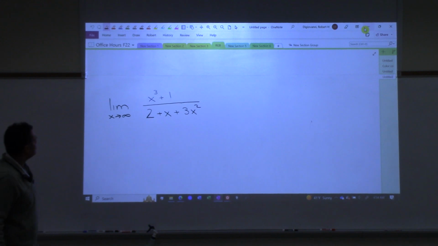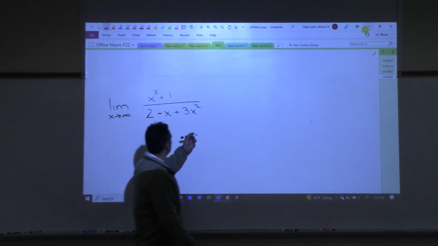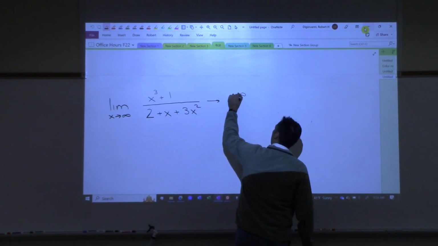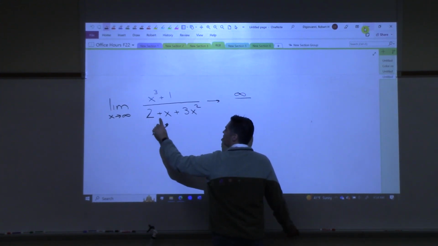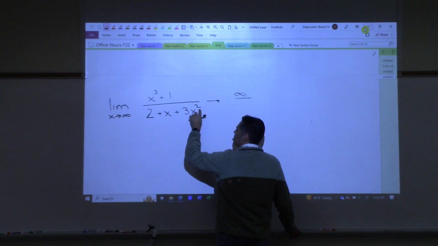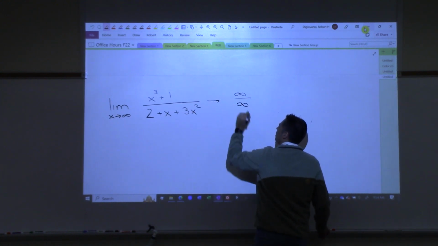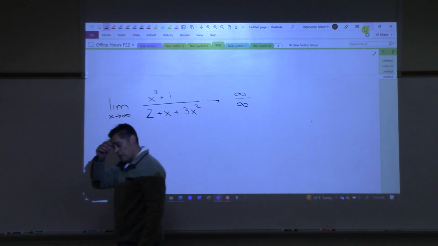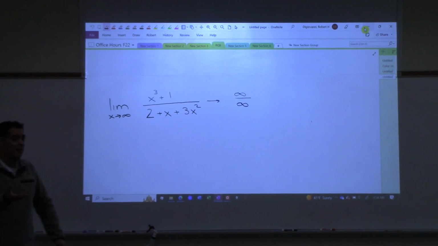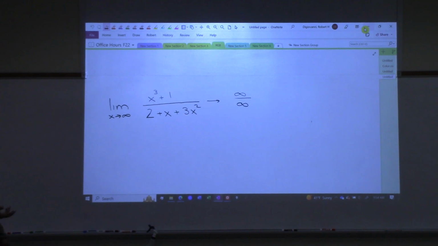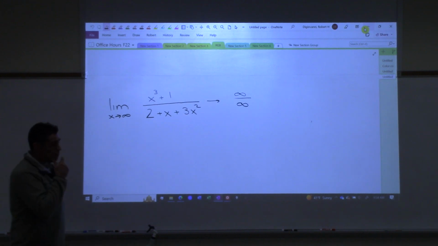Well, where's the top headed? Infinity, okay. Where's the bottom headed? Infinity, right? 2 plus infinity plus 3 times infinity squared, that's a huge number, right? Infinity over infinity. All right, so I look at the denominator, I look for the highest power of x, and I try and kill it off. So where's my highest power of x? What is it? X squared, right?